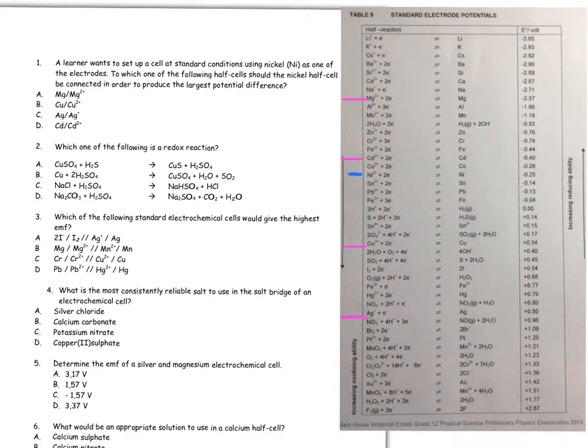A learner wants to set up a standard cell using nickel as one of the electrodes. So what I've done is I've marked nickel over there. To which of the following half cells should the nickel be connected to produce the largest potential difference?